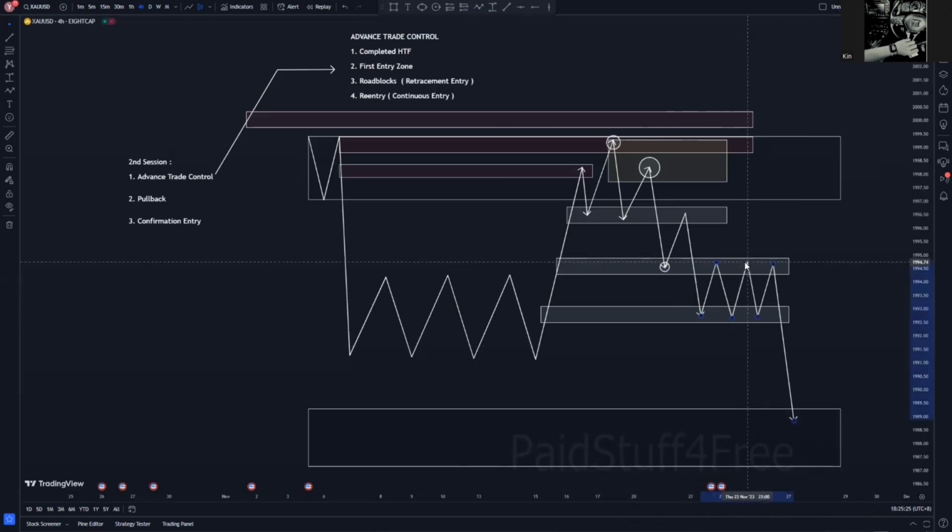So for now, is there any question? We're going to take the trade somewhere around here. We're going to take the trade somewhere around here. All right, no question, everything is clear.